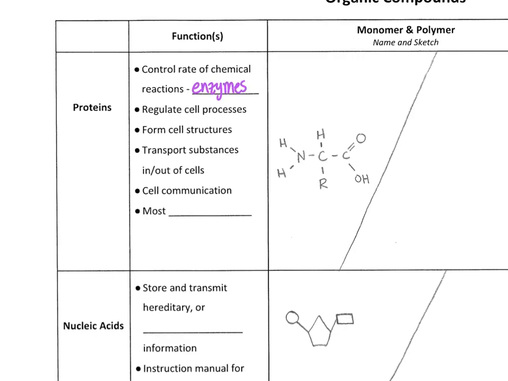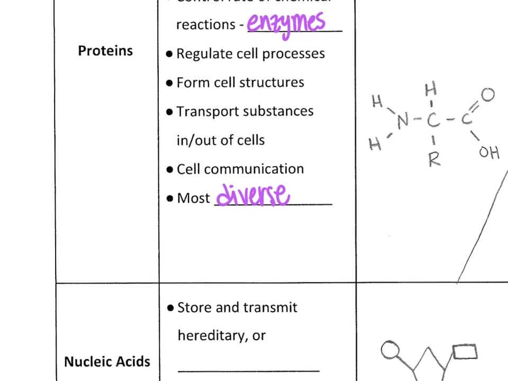We'll be learning a lot about enzymes later on in this week and through next week. Proteins also help regulate or control cell processes. They form important structures inside of cells. They transport molecules or substances in and out of cells. They play a role in the communication of cells among other cells in an organism. And as I mentioned, they are the most diverse group of molecules, meaning they have the most jobs of any other type of molecules.